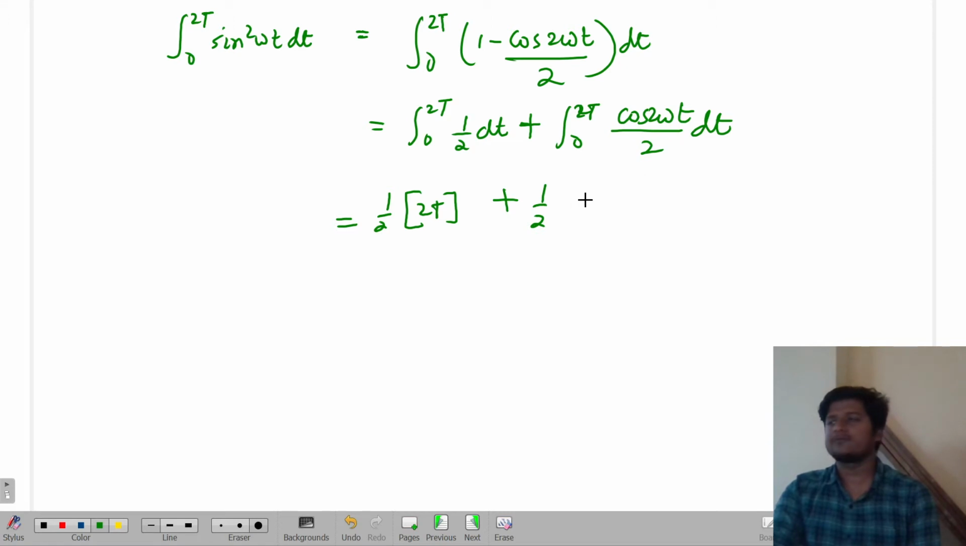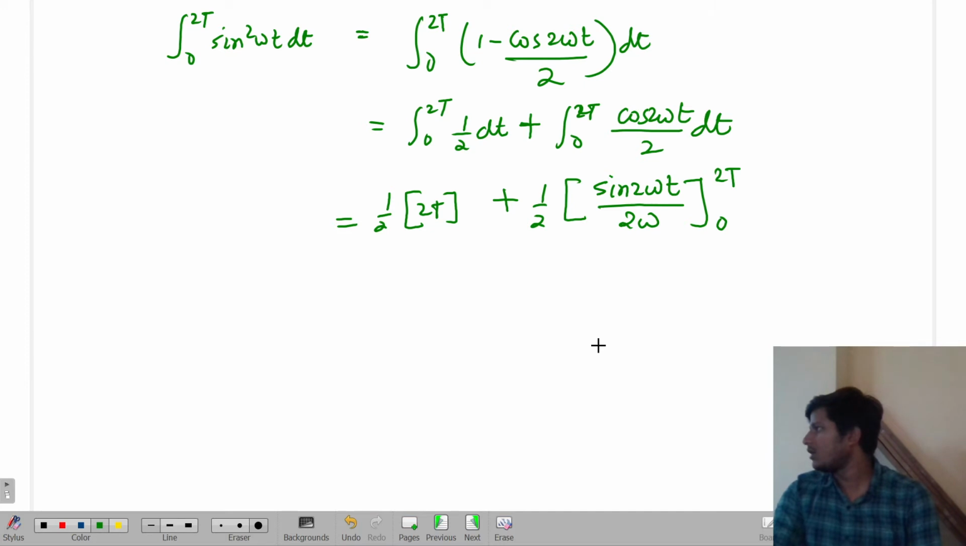What is the integral of cos theta? Only sin theta. So sin 2 omega t divided by 2 omega will come, or not? In differentiation it is multiplication, in integration it is division. It will come as 2 omega over here. Yes or no? 0 to 2T. Right or not?